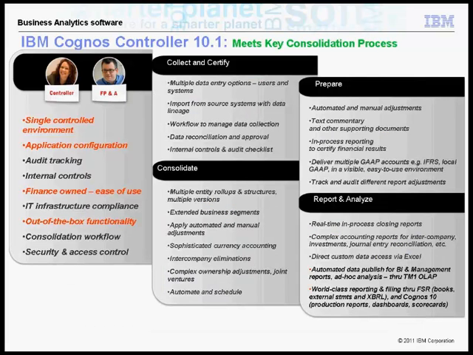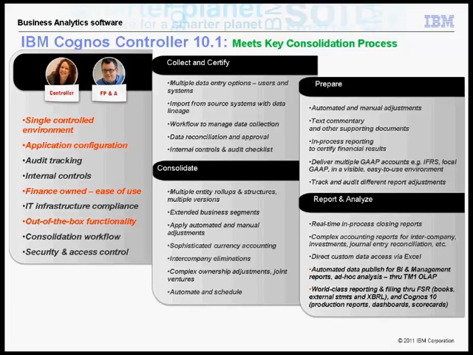As far as Cognos Controller 10 and our differentiators, why Cognos Controller 10 over the competition like Hyperion or SAP's Cartesis? It's a single controlled environment. It's application configurable. It's finance owned and operated, and it has out-of-the-box functionality. So all those points in red are very important. What that simply means, these are the selling points of Controller over those other competitive products.